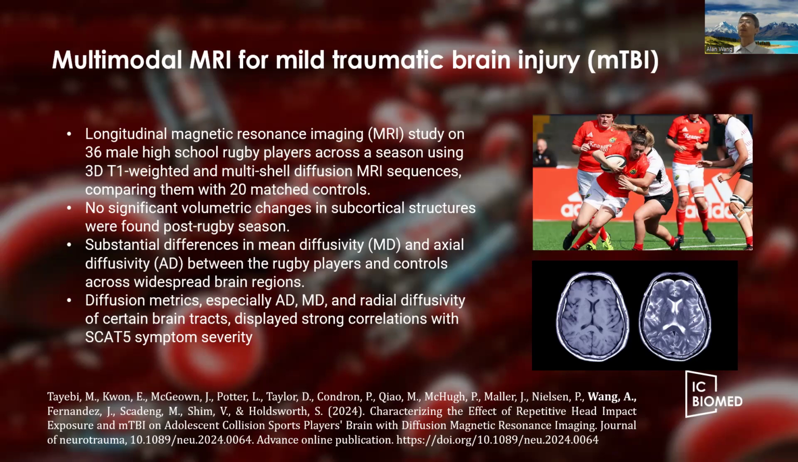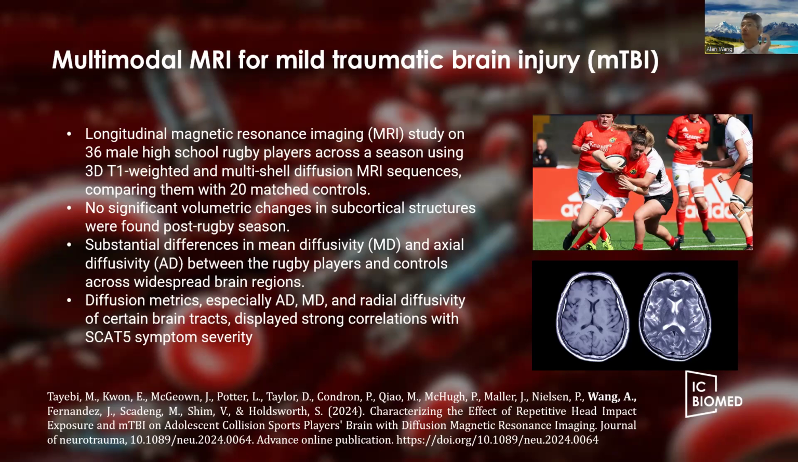Regarding the structural MRI, we found no significant difference with, for example, the volumetric measurement of the subcortical brain structures. But within the diffusion tensor imaging, the other modality, we noticed some substantial differences in mean diffusivity and axial diffusivity between the two groups, that is the rugby players and the controls.